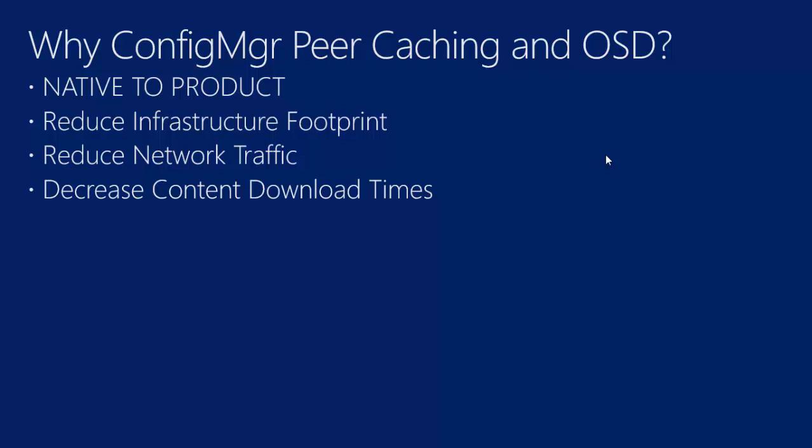Reducing network traffic is a big one. So you can respect the slower WAN links that are out there, or even the big WAN links that you don't want to saturate with ConfigMgr traffic. And then fourthly, the ability to decrease content download times. If you're on the same network segment with a peer, you can likely pull that content much faster than going over a WAN link, again, depending on speed.